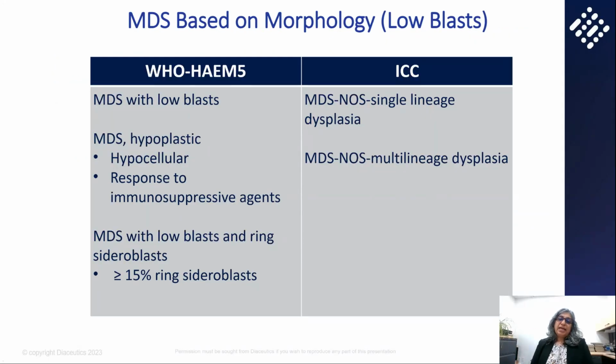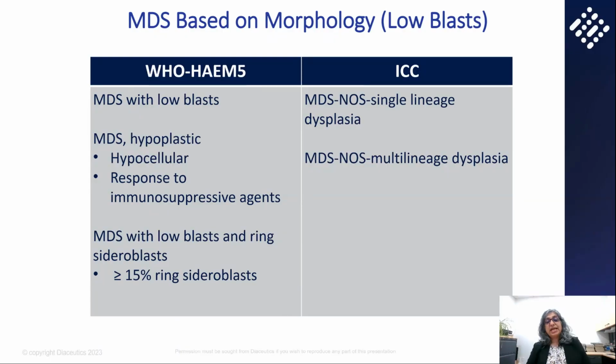The last category of MDS is based on morphology when the blasts are not increased. For this category, the two classifications are largely similar. WHO calls them MDS with low blasts, but includes two specific categories based on their therapeutic relevance. One is hypoplastic MDS. These are cases that are hypocellular, but respond well to immunosuppressive agents. And the other one is MDS with low blasts and ring sideroblasts.